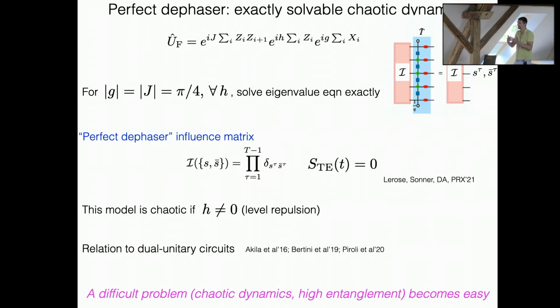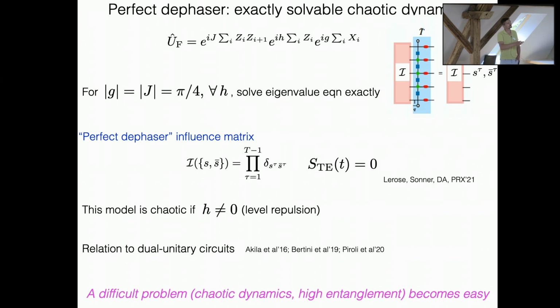It tells you that essentially your environment is canceling all the phases after each step, right? And therefore we call it the perfect dephaser influence matrix. It's a very interesting example of a system that is in general chaotic. So for example, this model would have level repulsion and so on, which however acts as a purely Markovian bath for its subsystems.